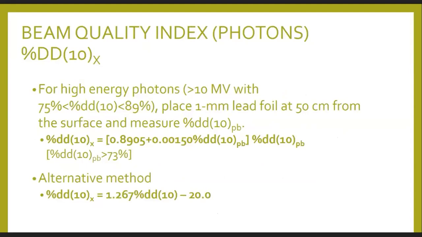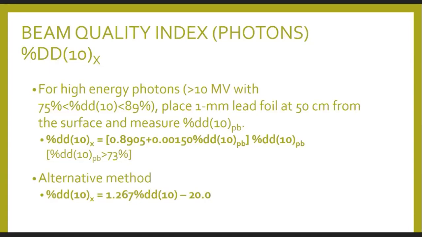For high energy photons, in order to get the percent depth dose at 10 cm from the photon component only, we have to measure the percent depth dose while placing a 1 millimeter lead foil at 50 cm from the water surface, and measure PDD. That PDD is called the PDD for lead.